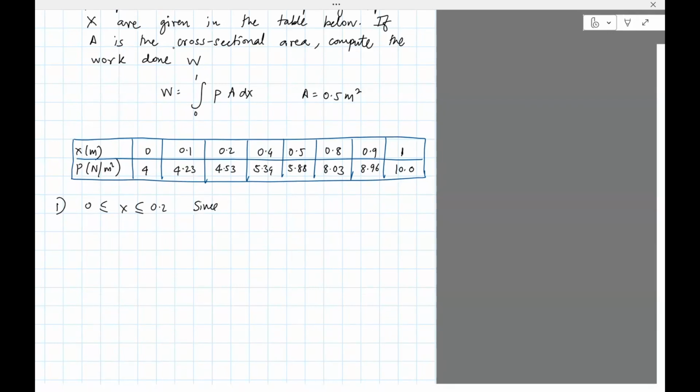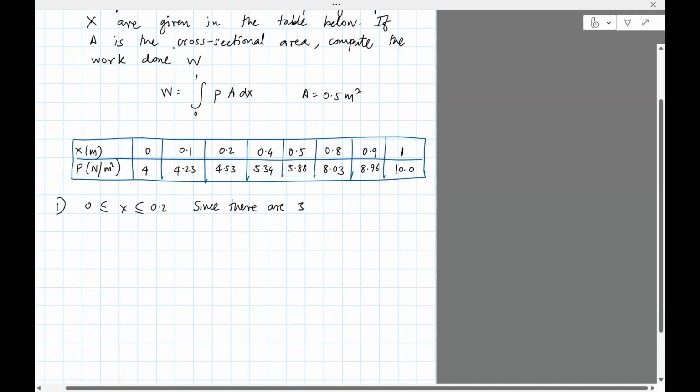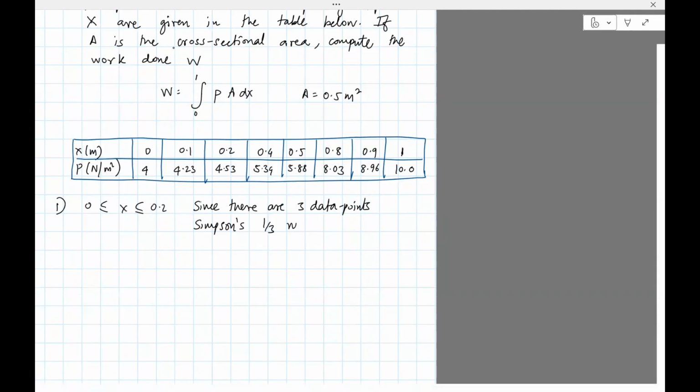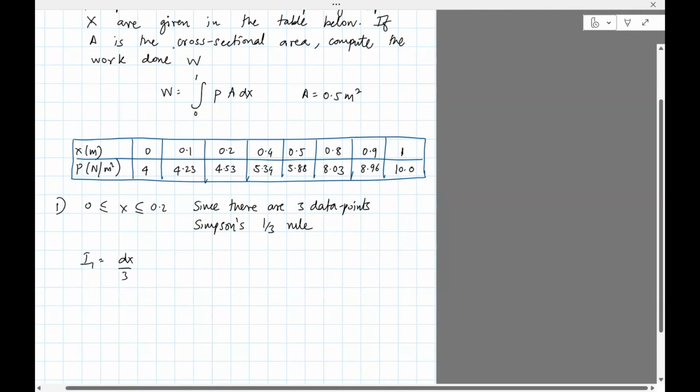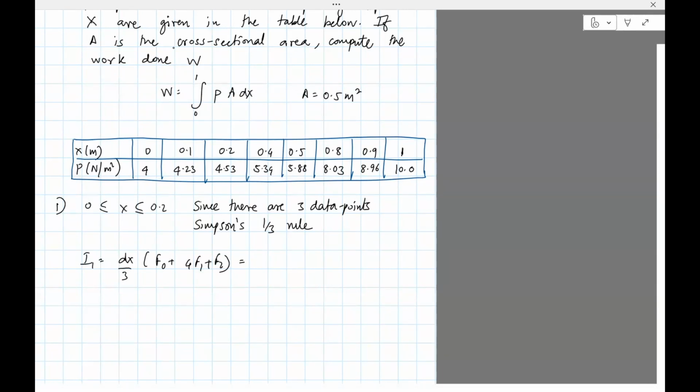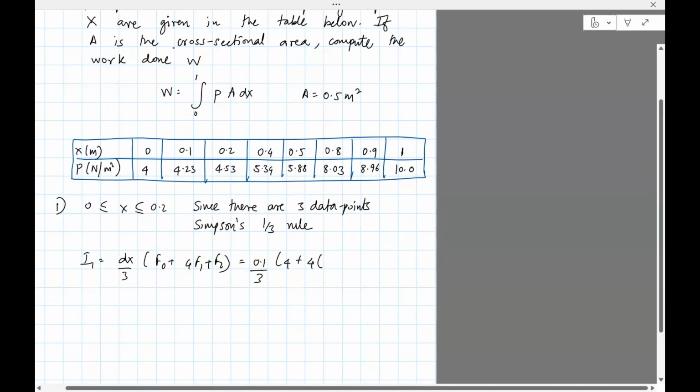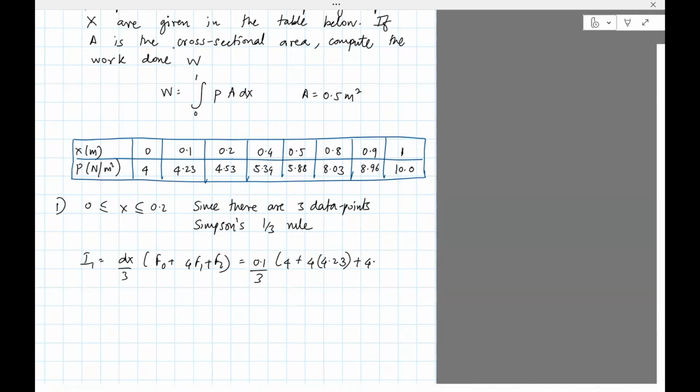So since there are three data points, we will use Simpson's 1/3 rule. The Simpson's 1/3 rule is Δx divided by 3, F0 plus 4F1 plus F2. Here you can see Δx is 0.1, F0 is 4, F1 is 4.23. And F2 is 4.53.